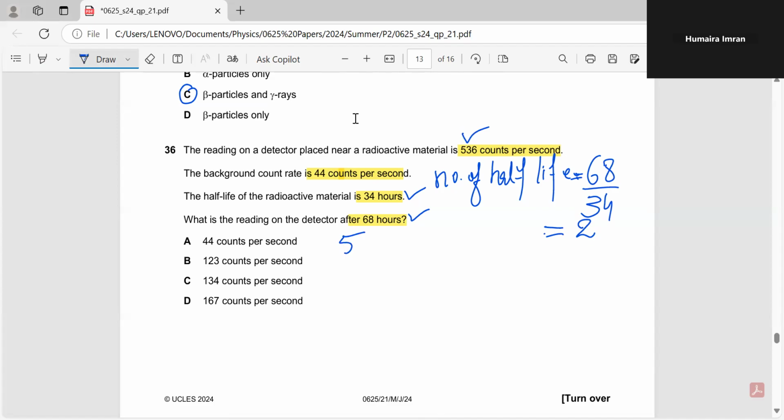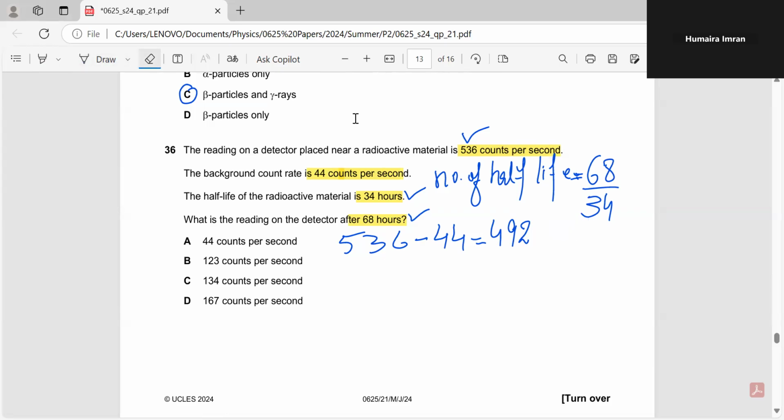The total count on the detector is 536. But we have background radiation as well. So our first step is to subtract the background radiation from the main value on the detector. So we subtract 44 from 536. 536 minus 44, so our answer is 492. Okay, 492. Now we have to divide 492 two times.